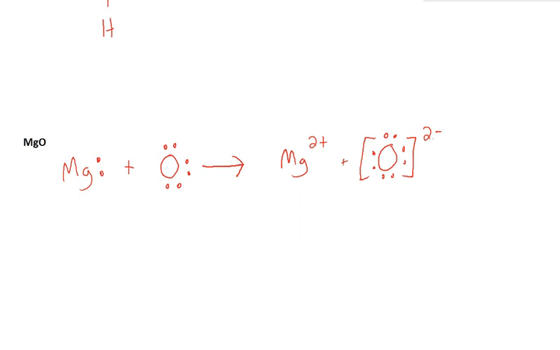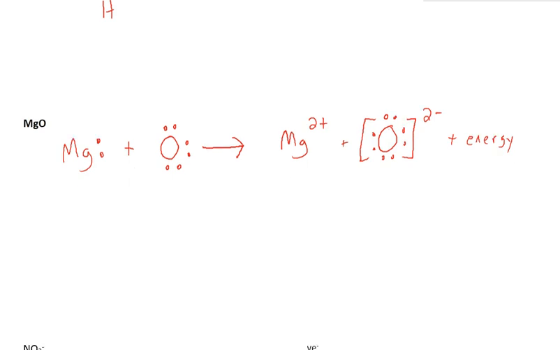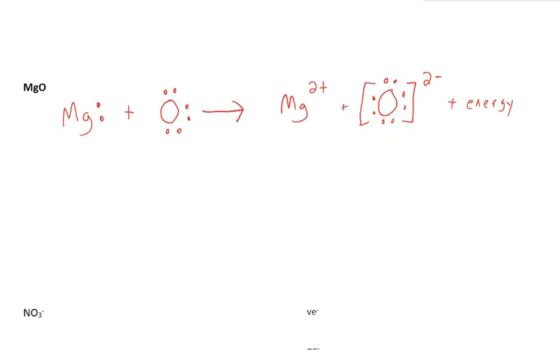Adding electrons makes you negatively charged, losing electrons makes you positively charged, and we do have some energy released. All ionic bonds are exothermic. They give off energy.